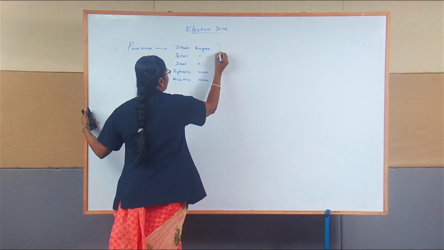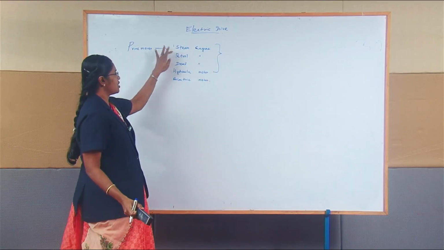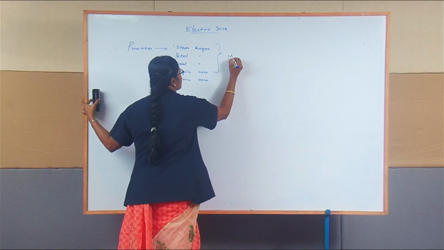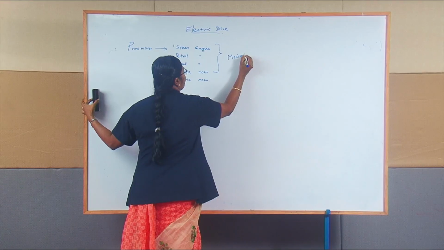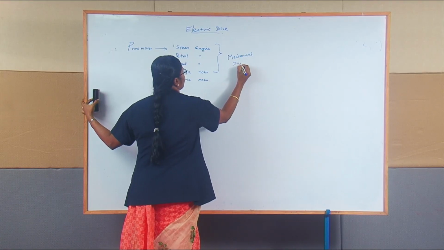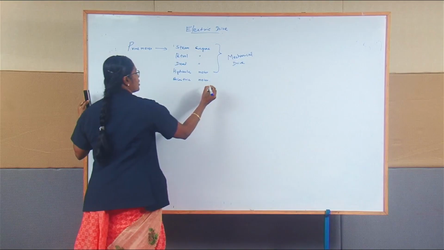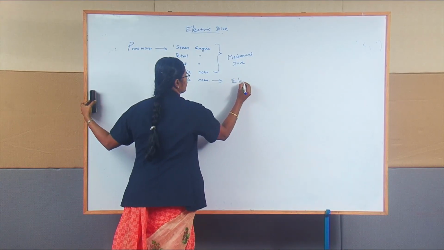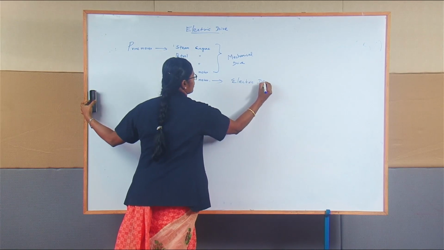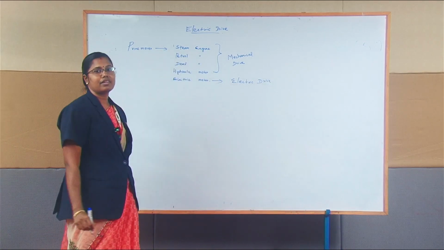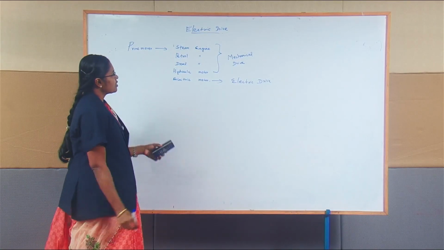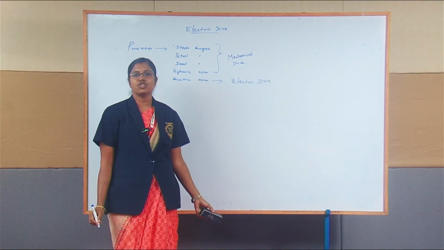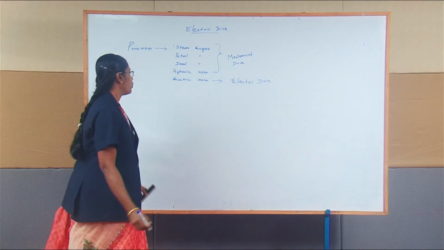So if the prime mover used is a steam engine, petrol engine, diesel engine, or hydraulic motor, then we call that drive system a mechanical drive. And the system which uses an electric motor as a prime mover, we call an electric drive. So as I said, we have two drives, mechanical drives and electrical drives. What are the advantages of the electrical drive over the other drive system?